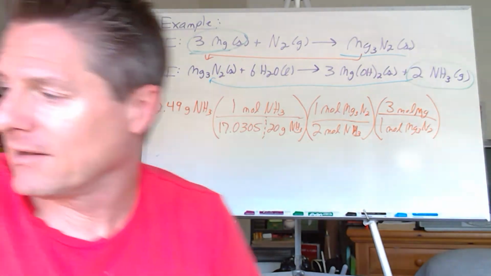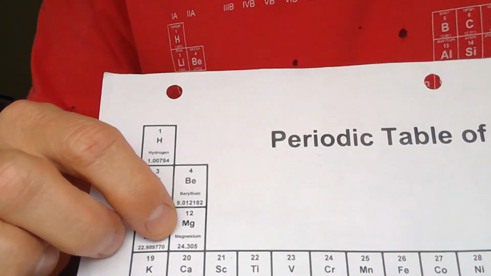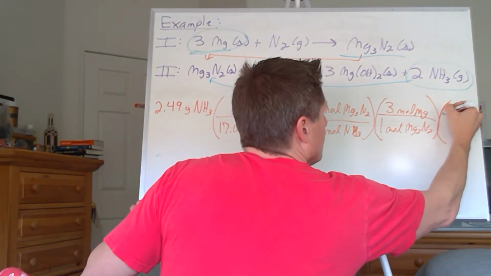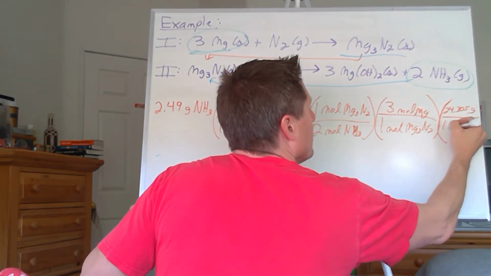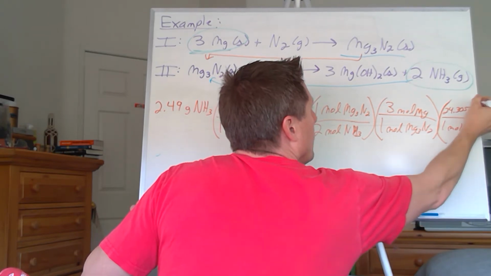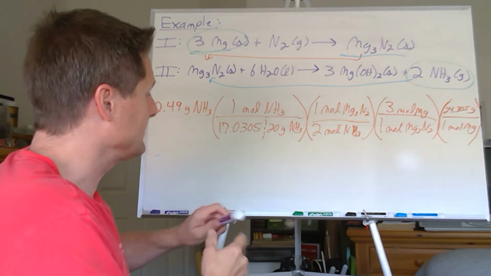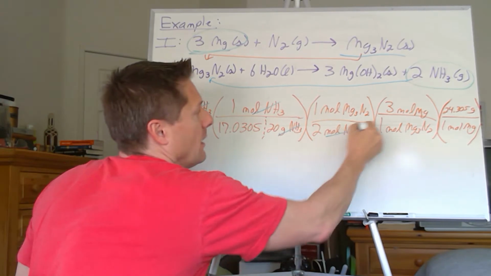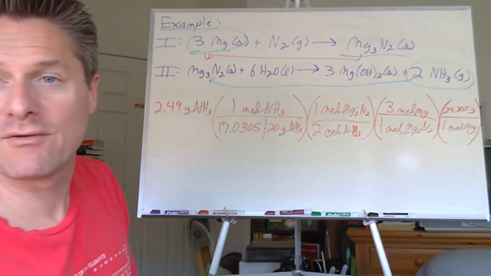Let's look up the molar atomic mass of magnesium. Depending on the periodic table you have, this one says 24.305. So I'm going to squish that in there. 24.305 grams per mole. Whoa, I need a longer board. And you can see all the units cancel out, right? So grams of ammonia, moles of ammonia, moles of magnesium nitride, moles of magnesium leaves you with grams of magnesium.